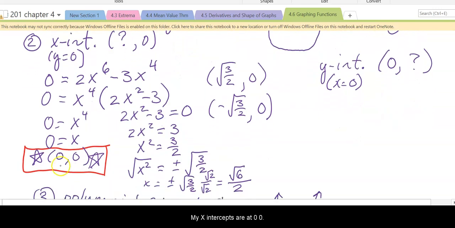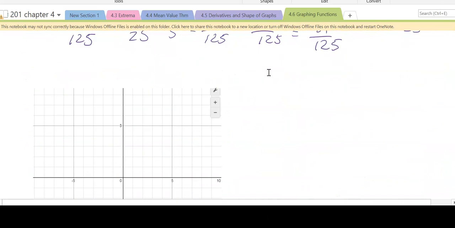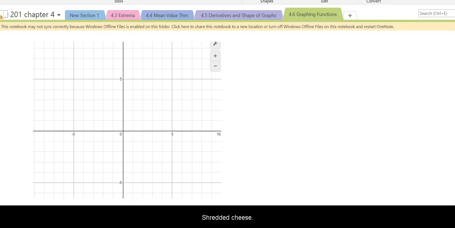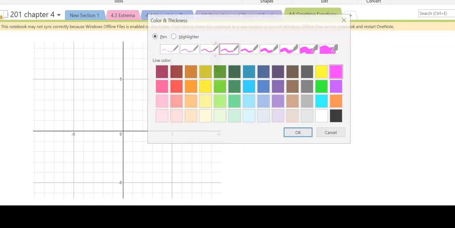Second, my x-intercepts are at (0, 0), (square root of 3 halves, 0), and (negative square root of 3 halves, 0). At this point, you should probably find out about how much the square root of 3 halves is. Using a calculator, I get that this is approximately 1.2. Let's go to our graph and just put on those 3 points, (1.2, 0), (-1.2, 0), and (0, 0). Scrolling down, you'll see I have a graph prepared here. I'm going to try to choose a brighter color that maybe will show up a little bit better.